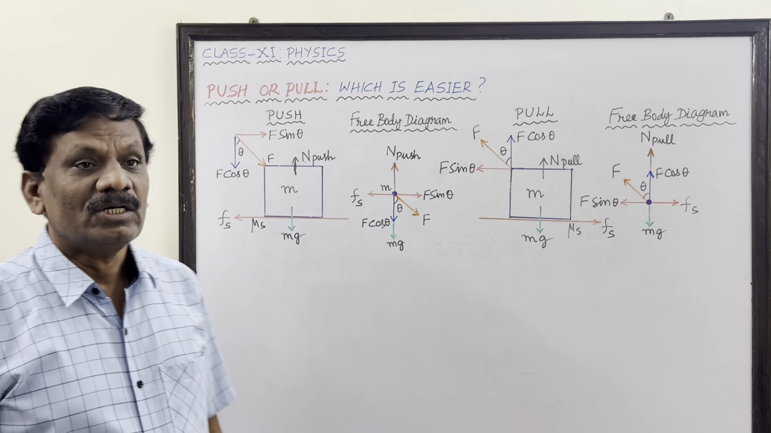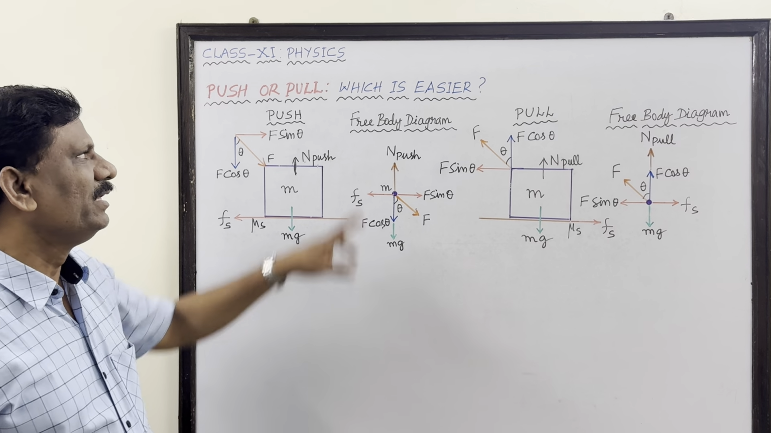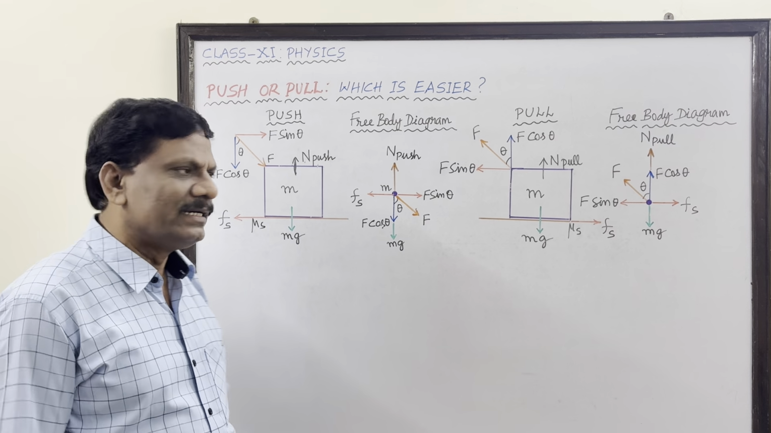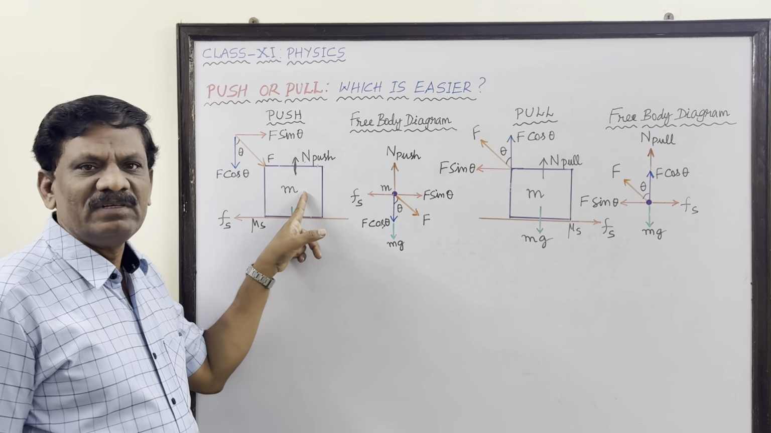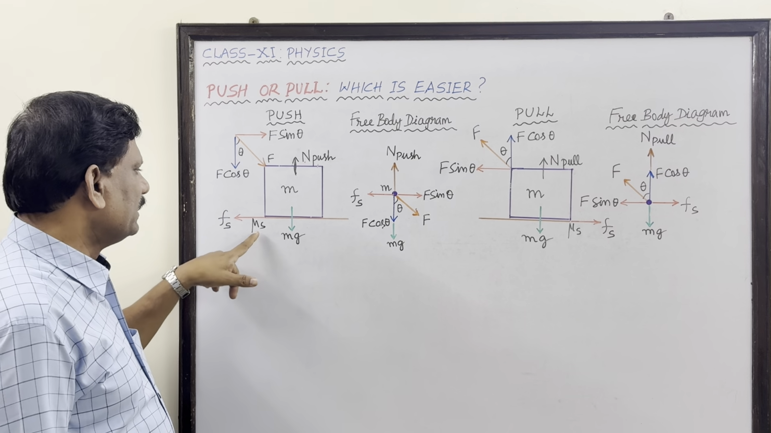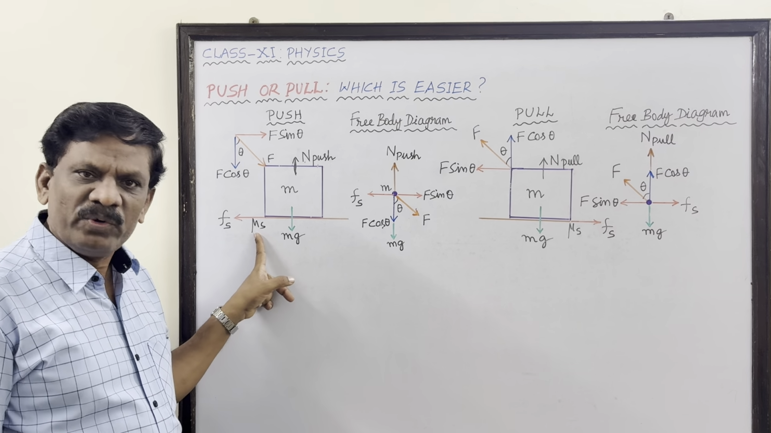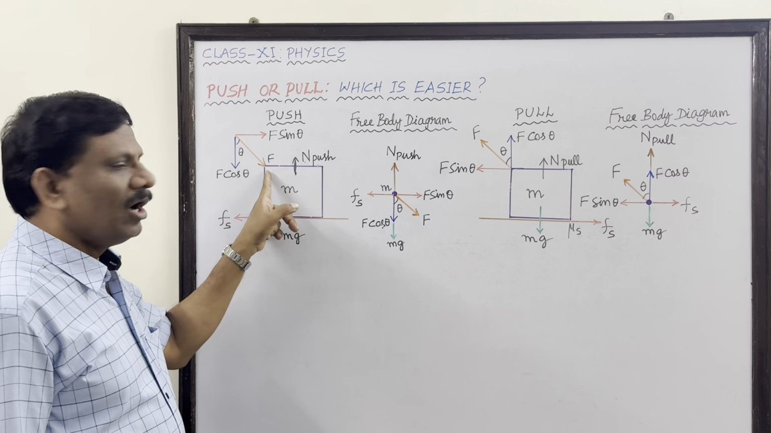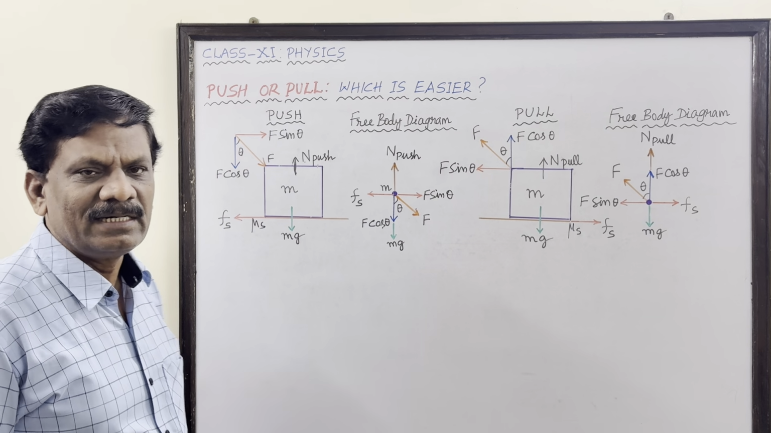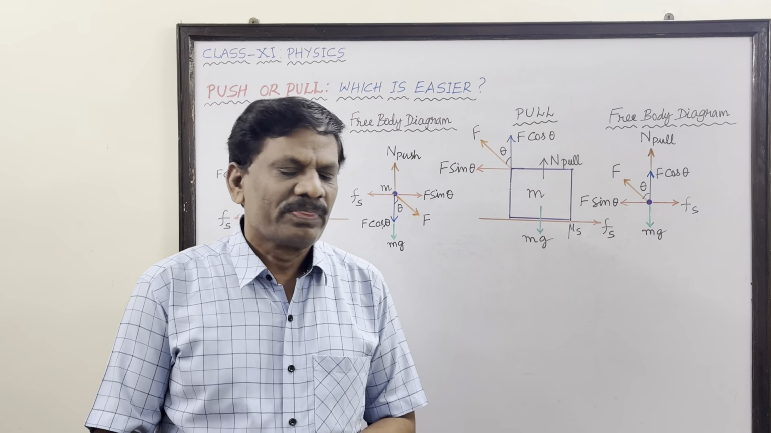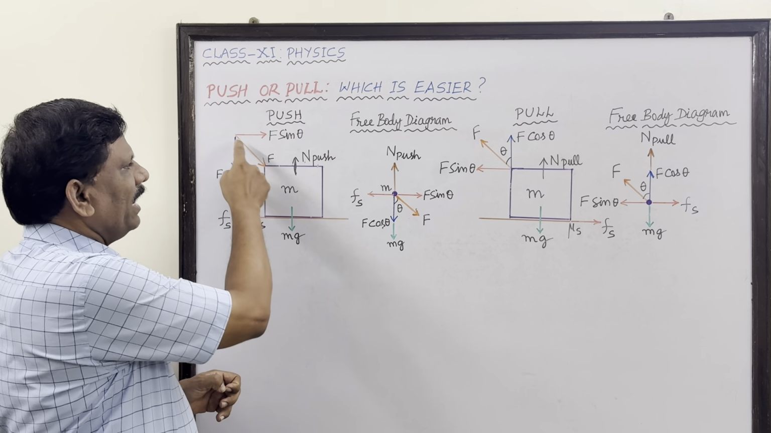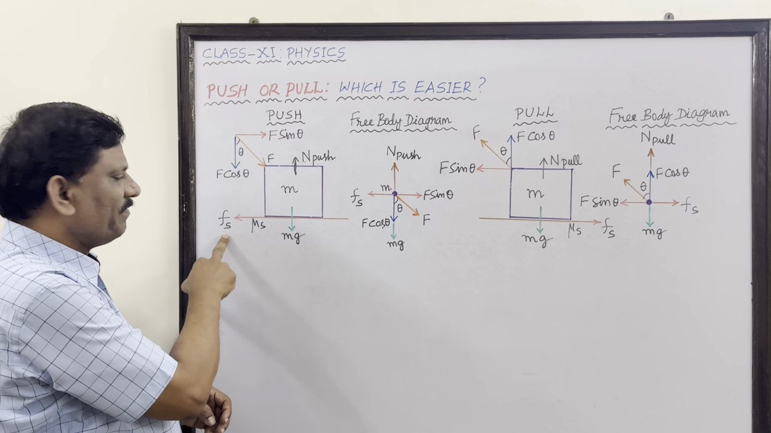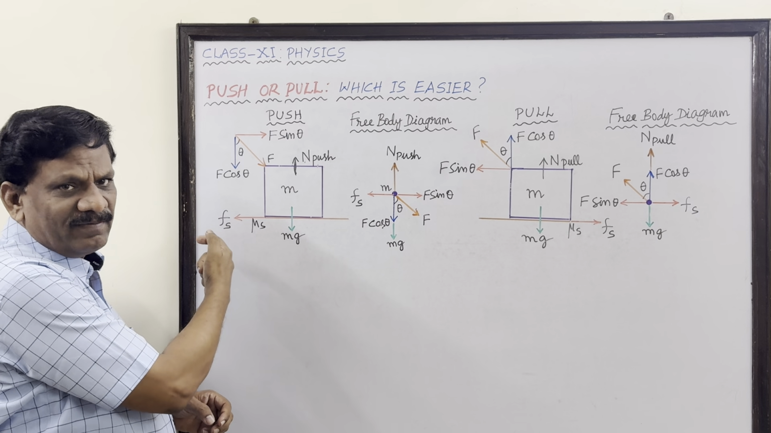Hi students, today we are going to discuss a topic, namely which is easier, push or pull. For that, let us consider an object of mass m placed on a surface whose frictional coefficient is mu s. A force F is acting obliquely on the object, neither along the horizontal nor along the vertical. The force F pushes the object towards the right side, so a static frictional force Fs is acting towards the left side.